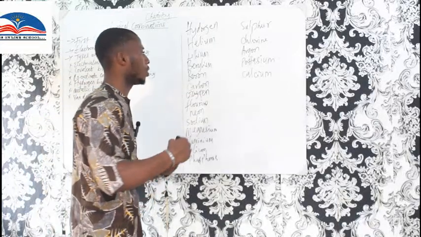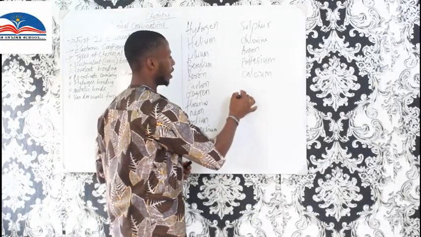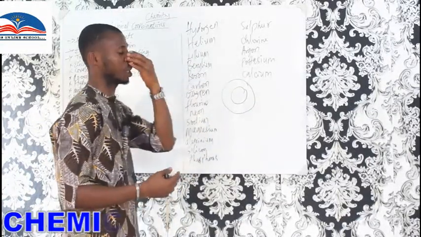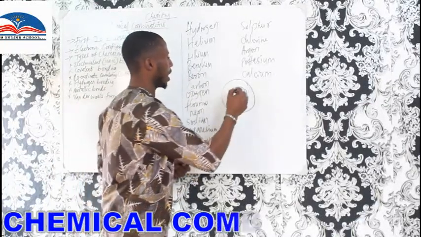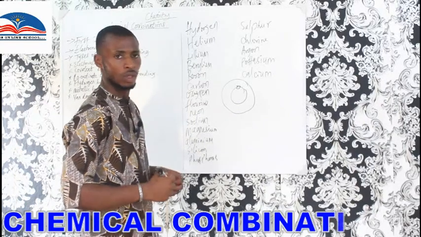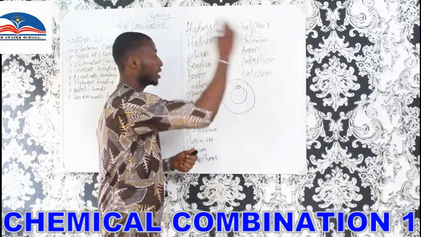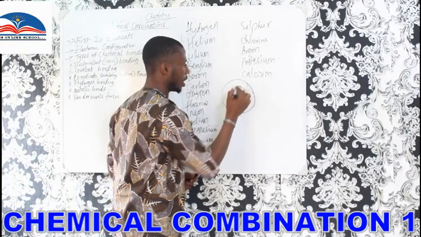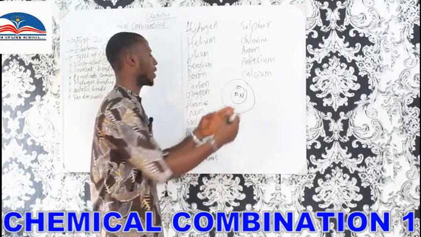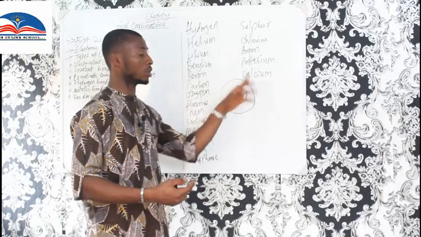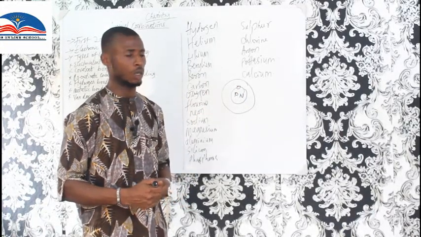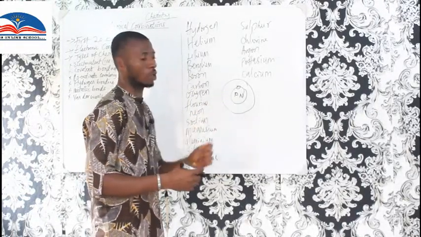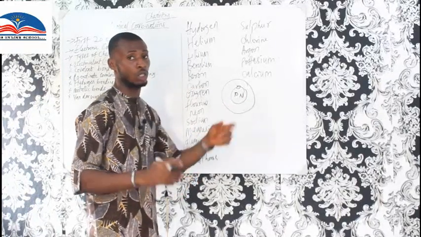Now, what do I mean? We have what we call the shell in an element. All these elements have shells, because the shell is where the electron is found. Every atom has three particles: you have the proton, you have the neutron, and the electron. The proton and neutron are found in the nucleus, while the electrons revolve around the outer shells. The electron is negatively charged, the proton is positively charged, while the neutron is neutral.